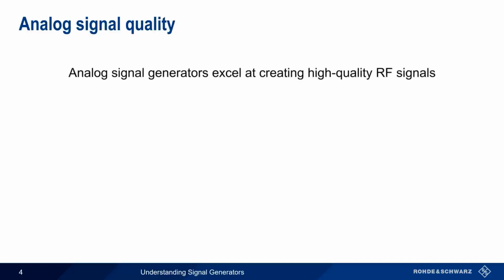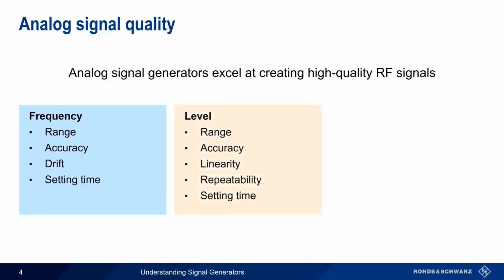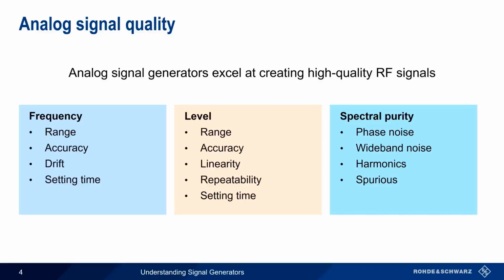If there's one thing that analog signal generators excel at, it's creating high-quality RF signals. Signal quality can be divided into three performance areas. The first has to do with frequency, and includes things like accuracy and drift. The next area is level performance. Linearity and repeatability are important concerns here. And last, but certainly not least, we have spectral purity. Both phase and wideband noise, as well as the suppression of harmonics and spurious signals, are key components in spectral purity. It bears repeating that if we want high-quality RF signals, analog signal generators are often the best choice.